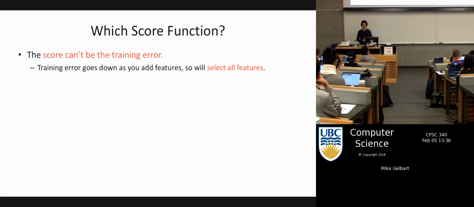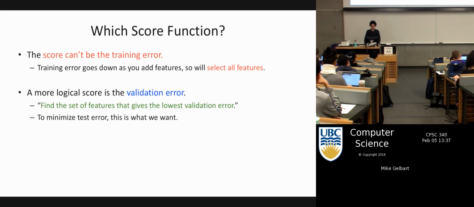We already talked about this issue of using the training error as our score. If we use the training error as our score, the more the merrier. Just give me all the features. We talked about that earlier in the context of polynomials, but in general, why not? I'll take all the features you're willing to give me if I'm just trying to get a low training error. So validation error is an okay way of doing this. And we talked about that earlier as well.